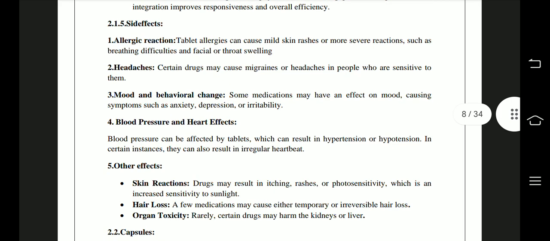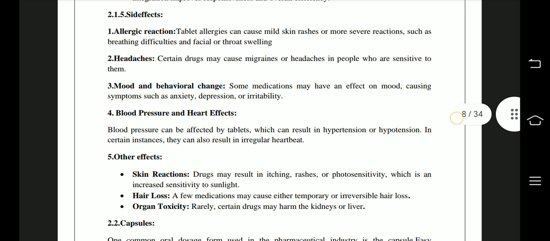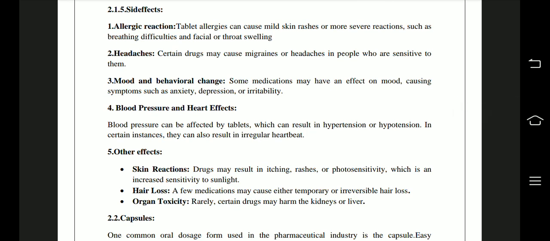Now, I would like to discuss other side effects of tablets. First one is allergic reaction. Tablets allergies can cause mild skin rashes or more severe reactions such as breathing difficulties and facial or throat swelling. Headaches. Certain drugs may cause migraines or headaches in people who are sensitive to them.